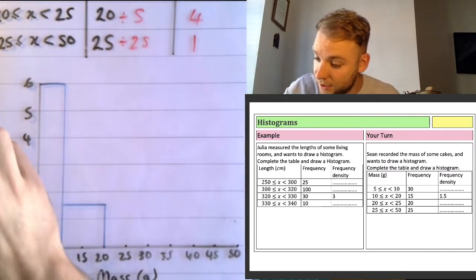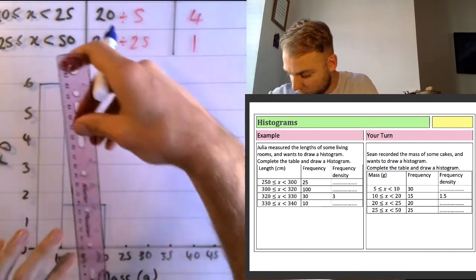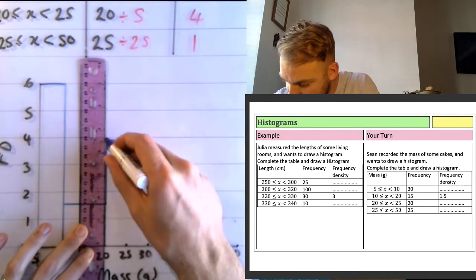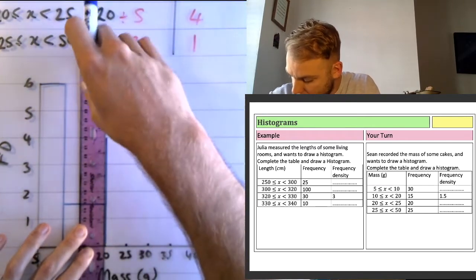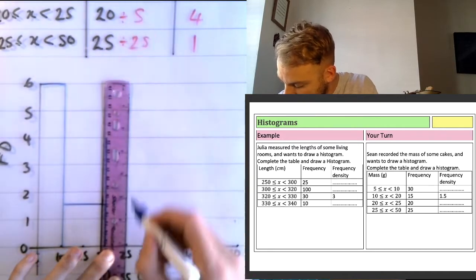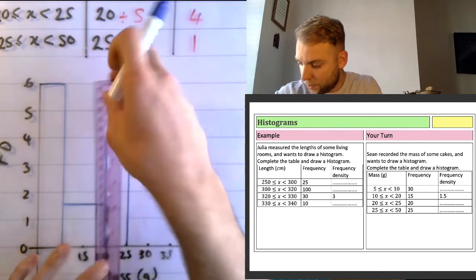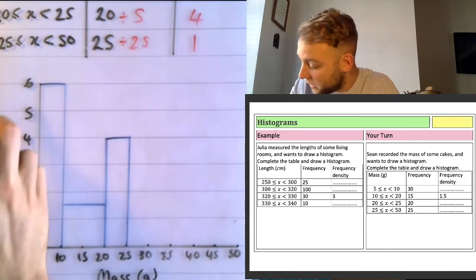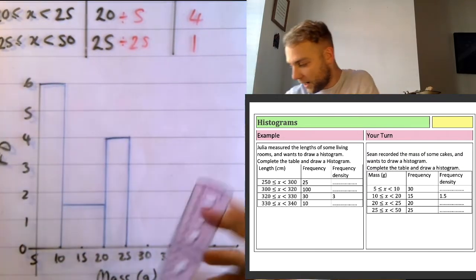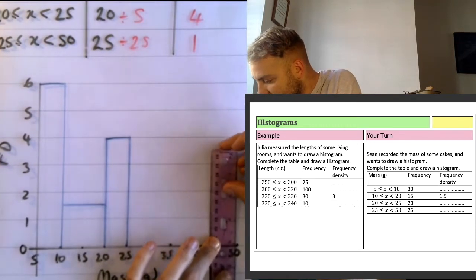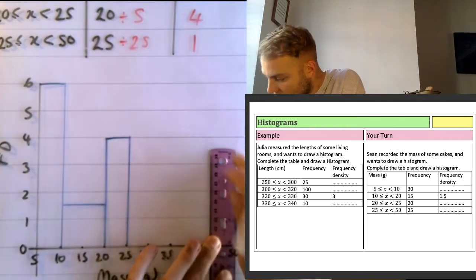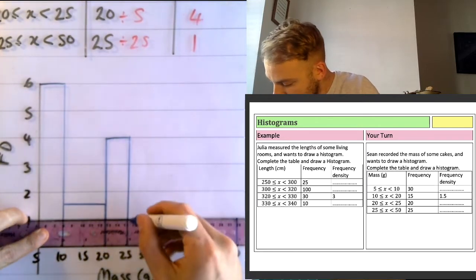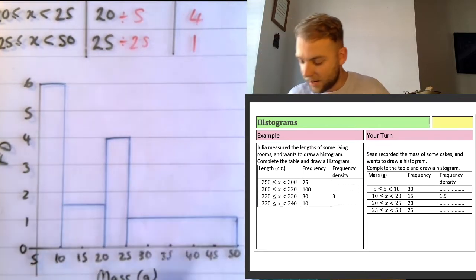Now the next one's between 20 and 25, up by 4. So between 20 and 25, up by 4 this time. 25 I'll need as well. Super, like so. And then the last one is between 25 and 50, but only up by 1. So between 25 and 50, up by 1. Make sure that line's nice and neat. Brilliant, and there's our histogram.